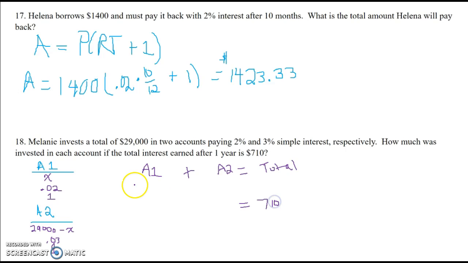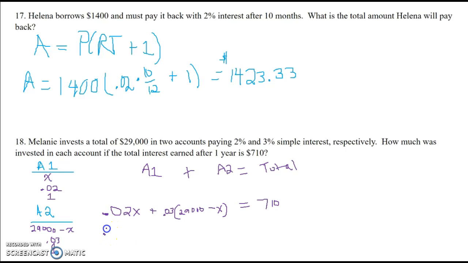So I can create an equation by saying X times 0.02 or 0.02X plus 0.03 times 29,000 minus X. And I multiply both of these by 1, but that doesn't change them, but that's for the 1 year. Now I can solve this equation.